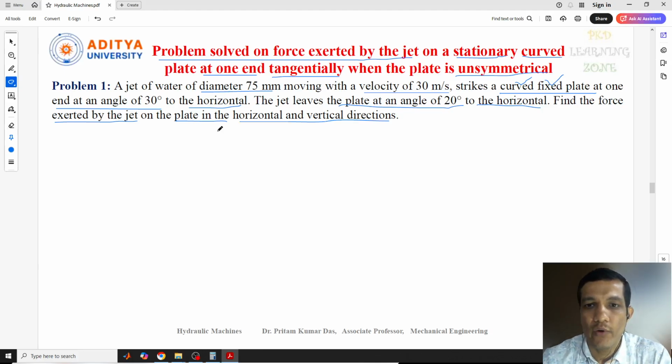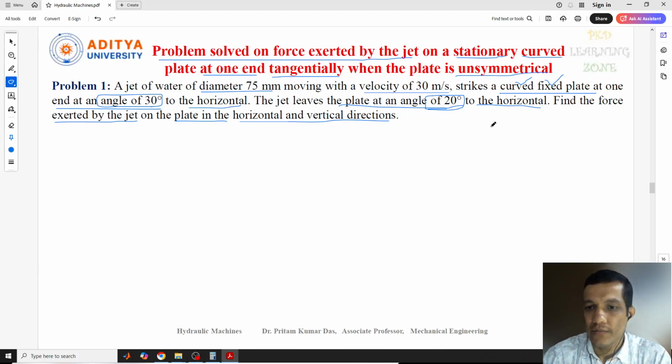Up to now we understood that the plate is curved, stationary and the jet is acting tangentially. Now how to identify symmetrical and unsymmetrical? As I told in the last lecture, if the angle made by the jet of water tangentially at the inlet and outlet conditions are both the same, then it is symmetrical. If both angles are different, then it needs to be considered as the unsymmetrical condition. Here, at the inlet condition it is given 30 degree, and when the jet leaves the plate at the outlet condition it is given 20 degree. So both angles are different, which means it is an unsymmetrical case.